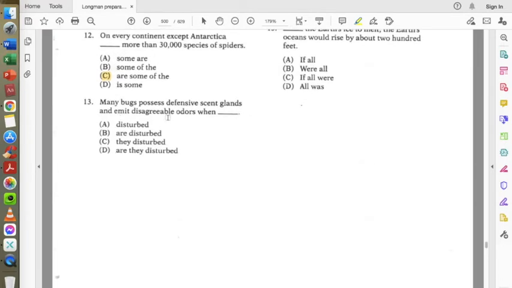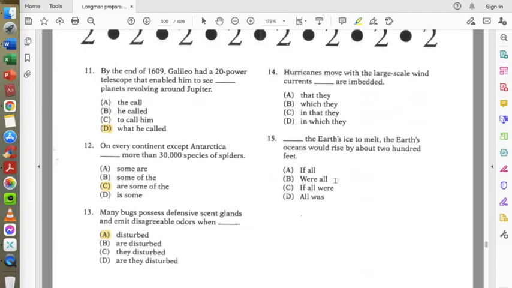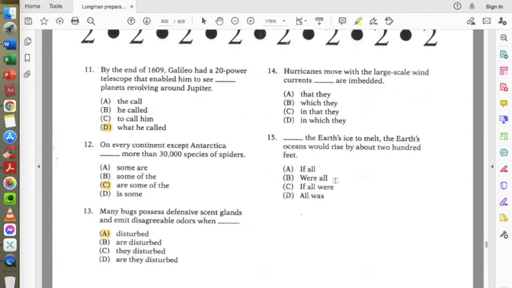Number 13, many bugs possess defensive scent glands and emit disagreeable odors when they are disturbed, or when disturbed. When are they disturbed? That's just a word order problem there. When disturbed has the same meaning as when they are disturbed. When disturbed by, that's passive voice, by somebody. When they are disturbed is also passive voice.